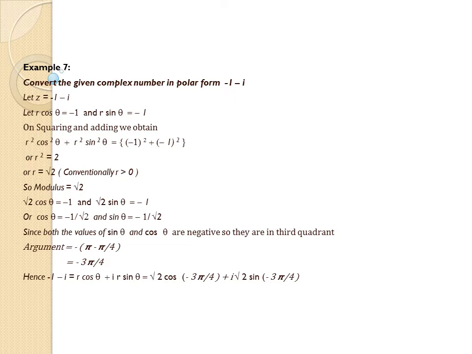Hence -1 minus i, because our ultimate intention is not to find the argument or the modulus, we have to reduce this to the polar form. So -1 minus i equal to r cos theta plus i r sin theta equal to root 2 cos of minus 3 pi by 4 plus i root 2 sin of minus 3 pi by 4. So this is the answer, or I can further reduce it by taking root 2 common: root 2 times cos of minus 3 pi by 4 plus i sin of minus 3 pi by 4. So this is the polar form.